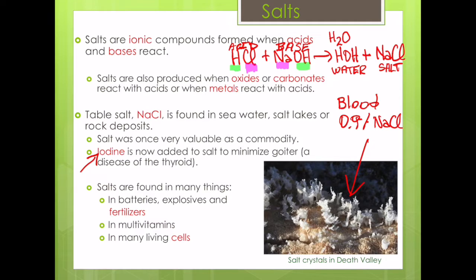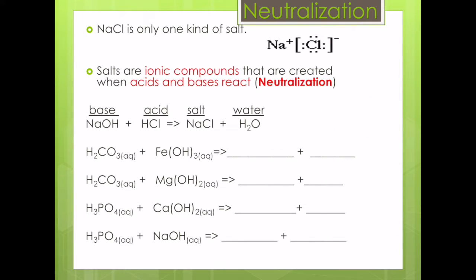Salt is found in a lot of things like batteries, explosives, fertilizers, vitamins, and in us. It's really important. It's in batteries because it is an excellent conductor of electricity, and we need those electrons to move around. Okay, so like we say, sodium chloride is only one kind of salt.